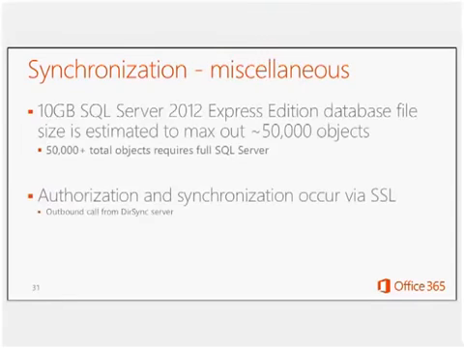And here's my favorite slide: synchronization miscellaneous. And Ryan already put it in the IM window, but a 10 gig SQL Server 2012 Express Edition database file is estimated to max out at the magic number of 50,000 objects. So you will need to have a copy of SQL Server that is not the Express Edition if you're moving forward with more objects, etc.